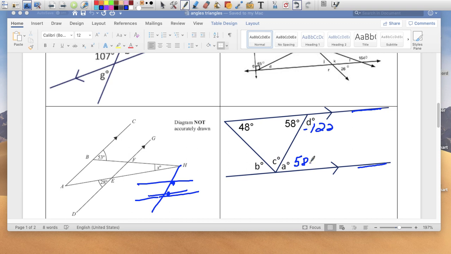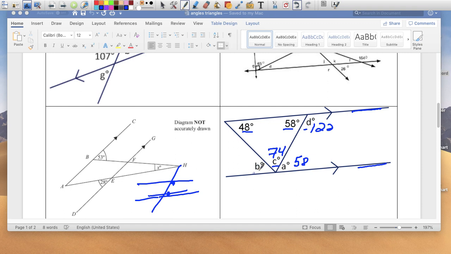And I don't even know why I didn't do that before, but angle C is just a difference. It's 48 plus 58 plus C equals 180. I have three of the angles in the triangle, so just add up 48 plus 58 and then subtract it from 180 and you're going to get 74.